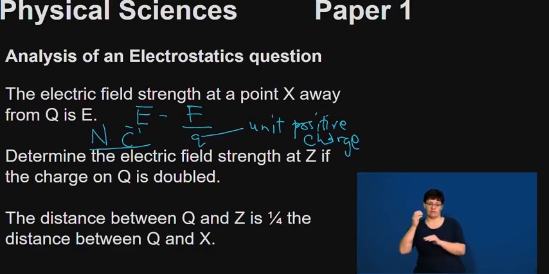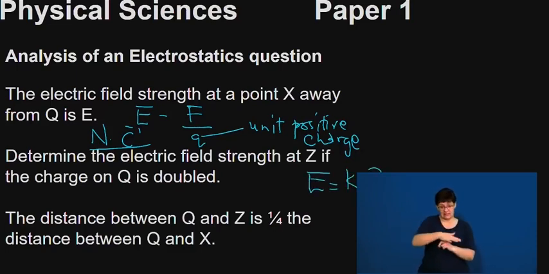We also need to be able to determine the electric field strength at Z if the charge Q is doubled. If Q is the charge that creates the field, then E equals K Q over R squared. You'd realize that we talk about the square of the distance between the point and the surface of the charge that creates the field. So E is inversely proportional to the square of the distance, while E still remains directly proportional to the charge.